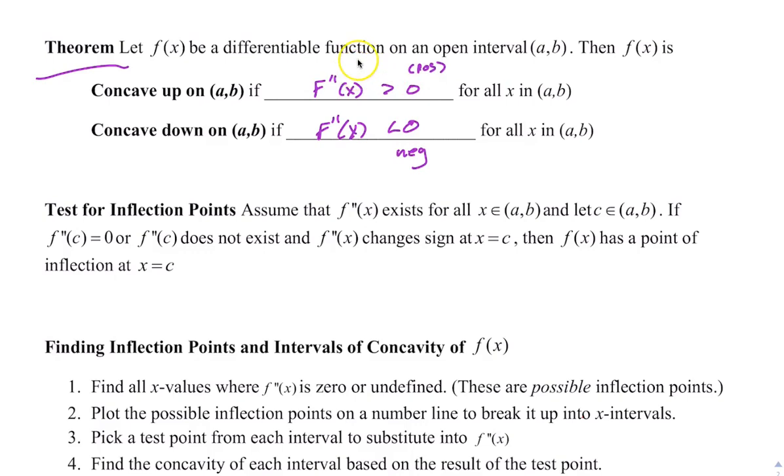So, super important here. Now we know, if you want to find concave up, it's just when the second derivative is greater than 0. If you want to find concave down, it's when the second derivative is less than 0. Very important. Very, very important.